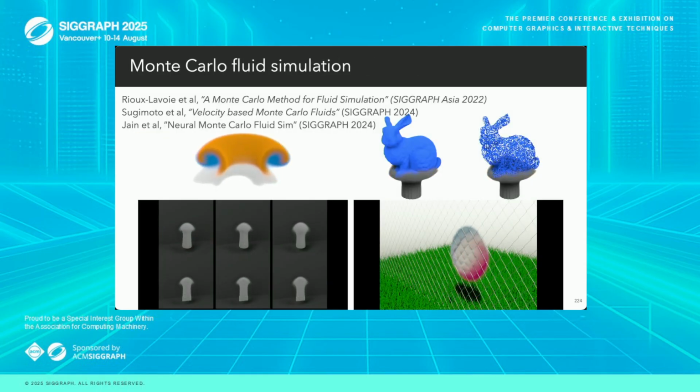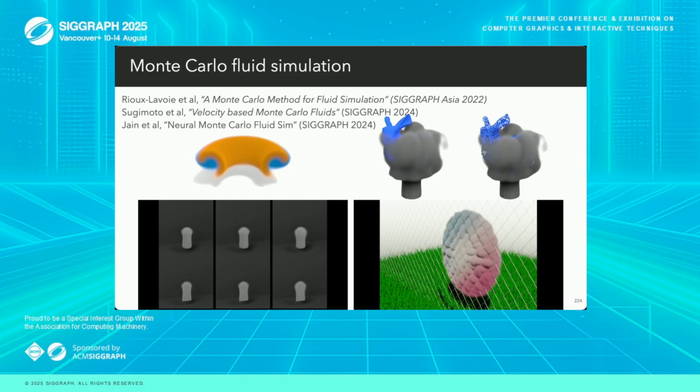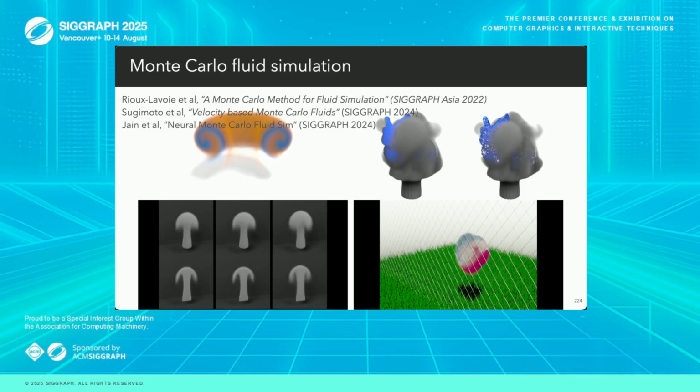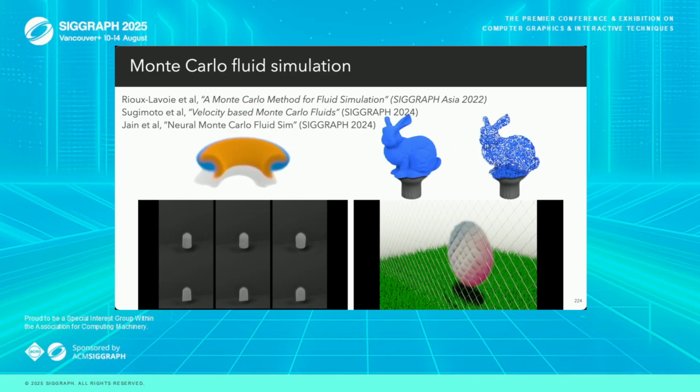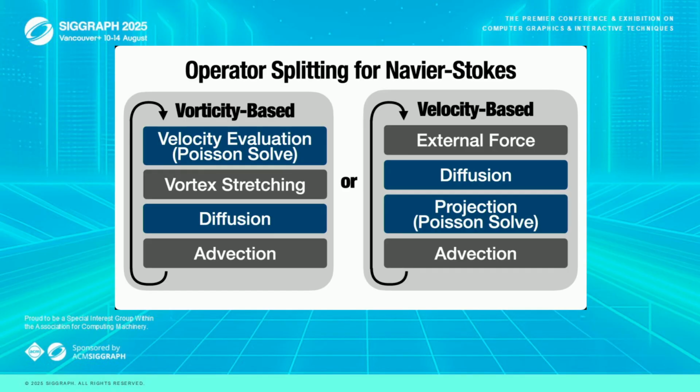So researchers at the University of Waterloo, McGill, and USC recently took on the very ambitious goal of solving highly nonlinear Navier-Stokes equations for fluid simulation using Monte Carlo. With either a vorticity or a velocity-based formulation, the key idea is to apply operator splitting to the Navier-Stokes equation, separately solving for diffusion or pressure projection using Monte Carlo, and advection through either a background grid or a neural network.